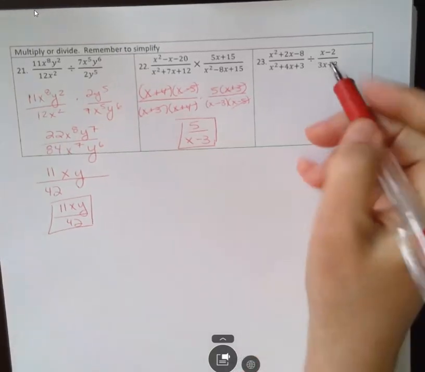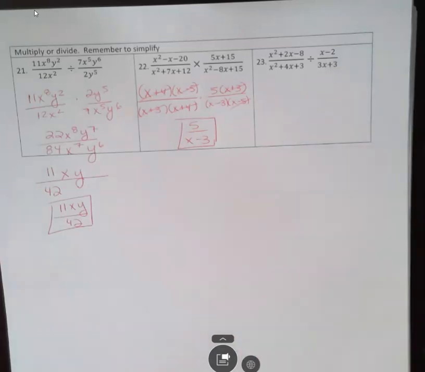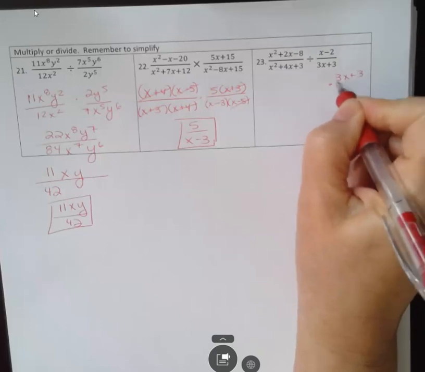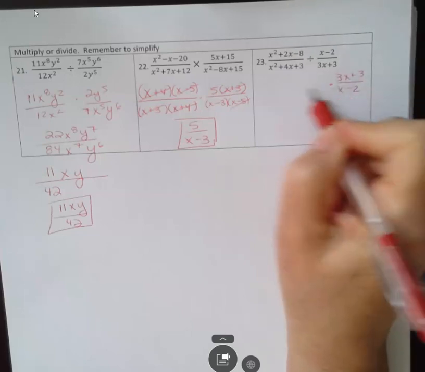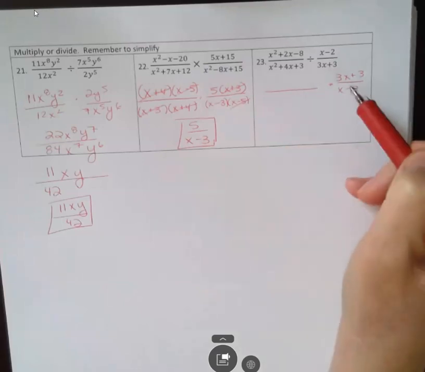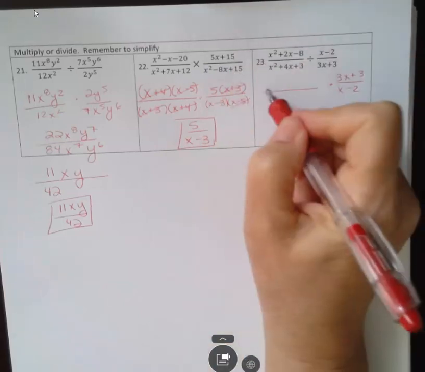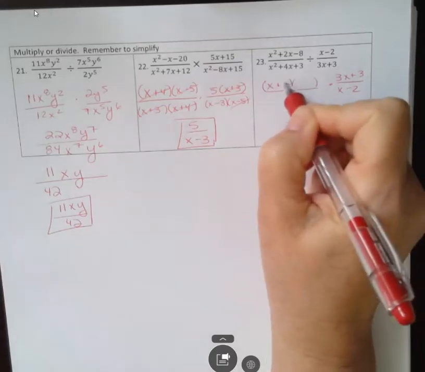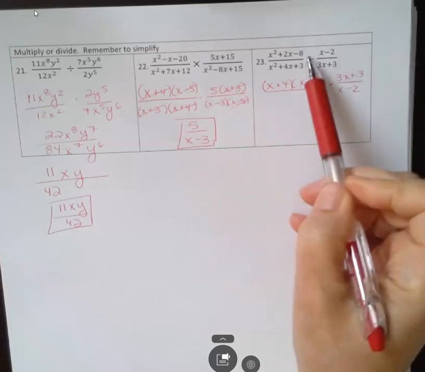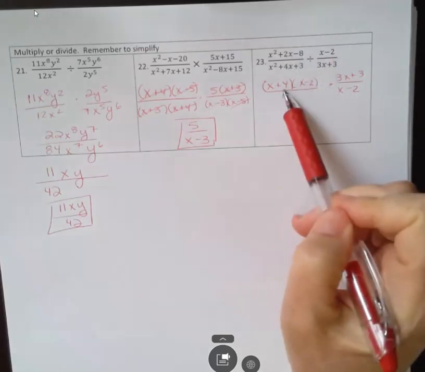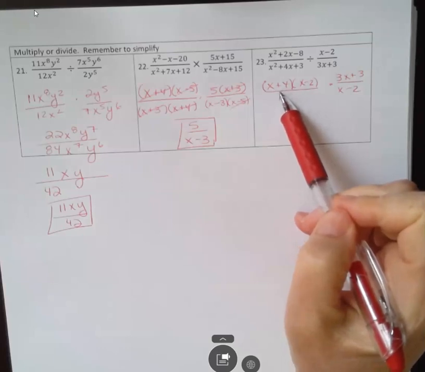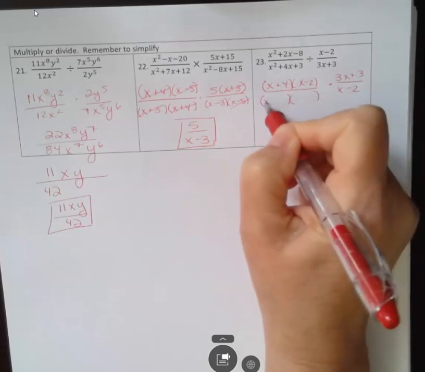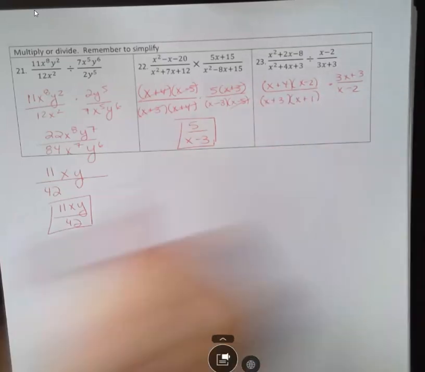Finally, in the last one, it's a division again, so I want to make sure that I flip that second one, and I'm going to have times 3x plus 3 over x minus 2. I don't flip the first one though, but I am going to flip that second one. So on the top, what I have is x plus 4 and x minus 2, because 2 times 4 is 8. I want more positive, so that makes it a plus 4. And then down below, I'm going to have x plus 3 and x plus 1.